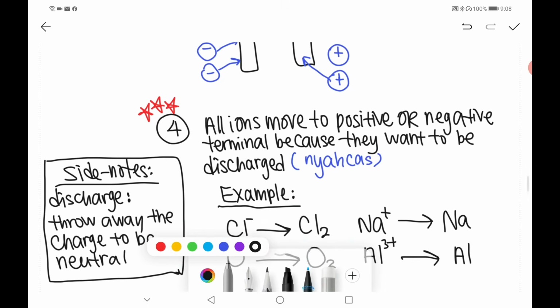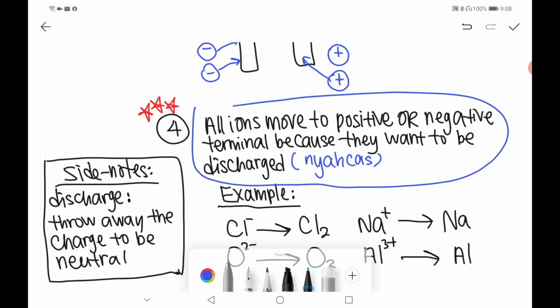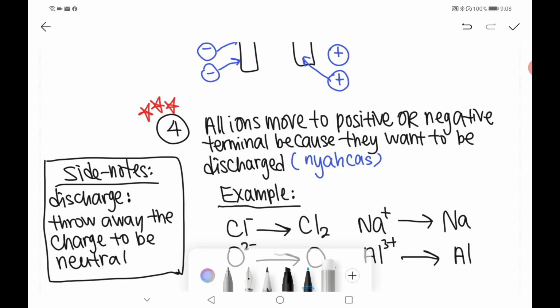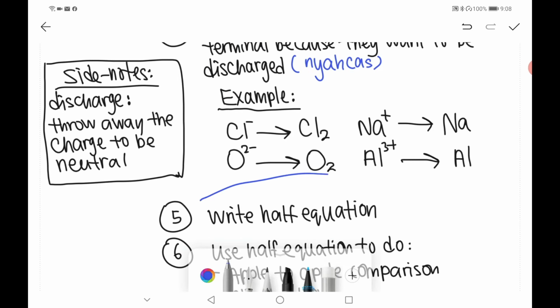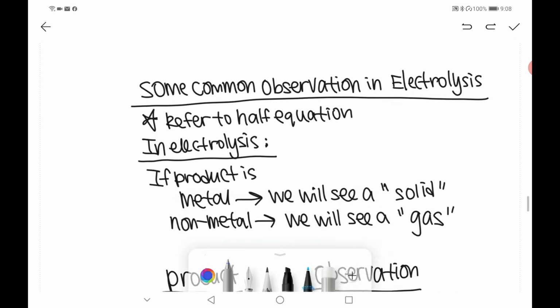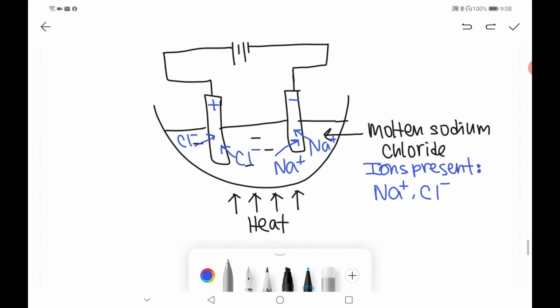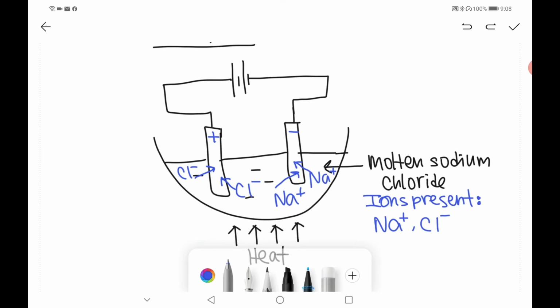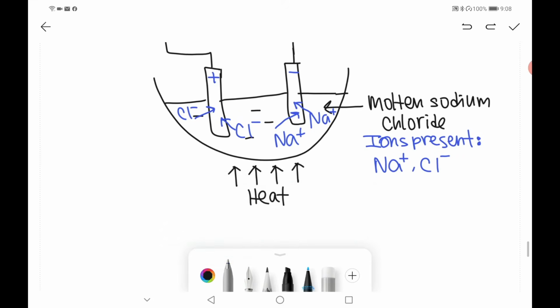Step number 4 is a very important step. All the ions move to the positive and negative terminal because they want to be discharged. So now we know the ions want to be discharged, and we need to write the half equation. This step is a bit more technical, so we have to be more careful.